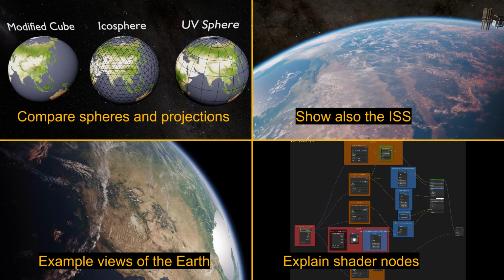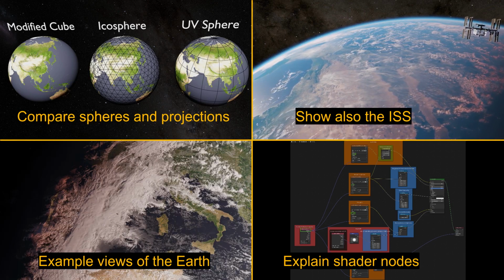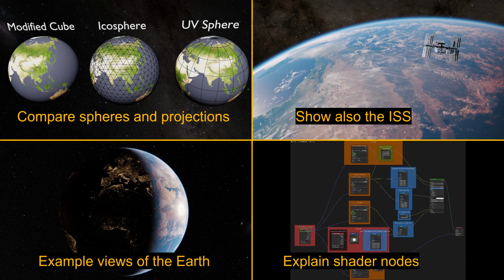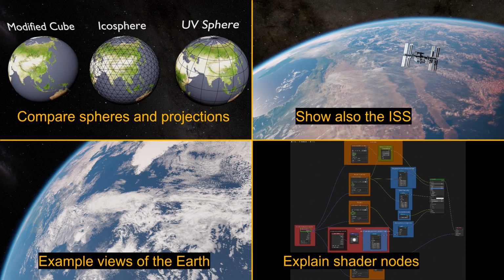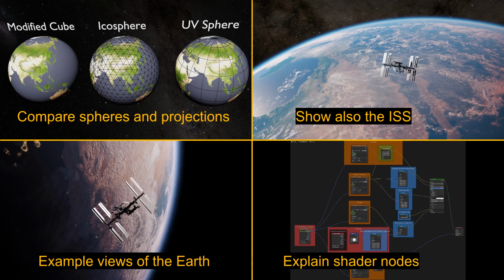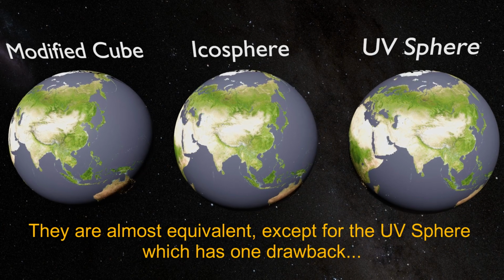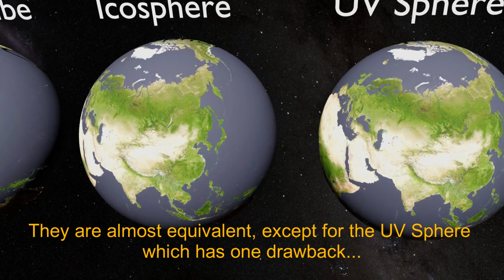Please find here some explanations and instructions on how to construct the Earth with correct projections and shader nodes for the surface, atmosphere, and clouds in Blender. Here are 3 possible sphere types of how you can represent a planet in Blender. They are almost equivalent, except for the UV sphere, which has one drawback.